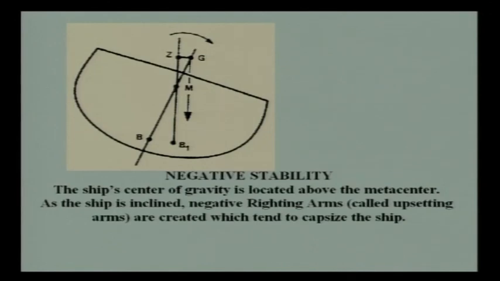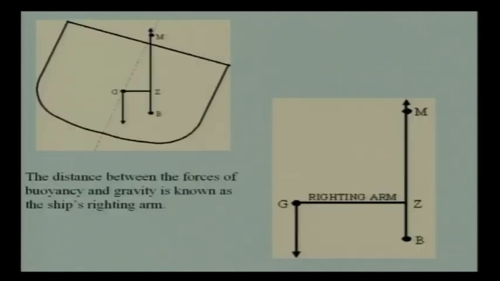And the last one is the state of negative stability. You see here that M is below G, and the ship's center of gravity is located above the metacenter. As the ship is inclined, negative righting arms called upsetting arms are created, which tend to capsize the ship. Okay. All right.